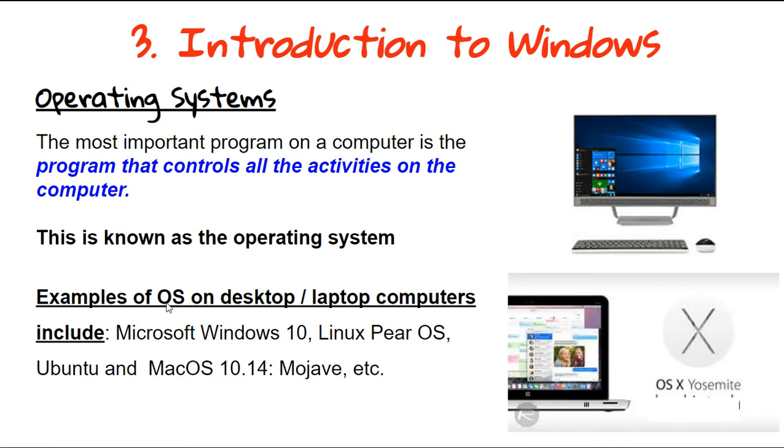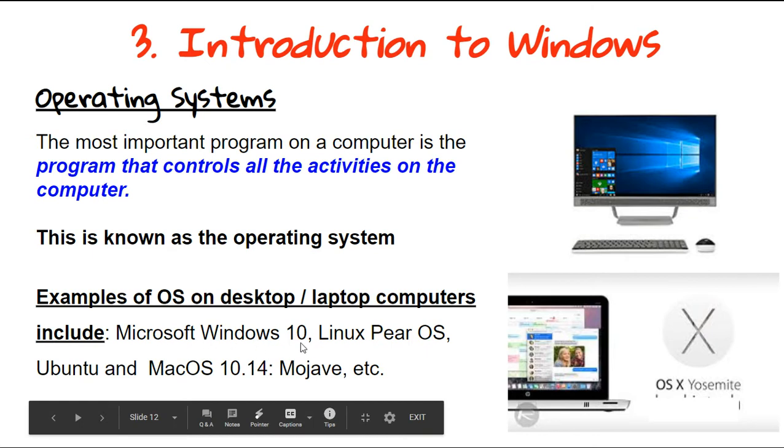Some examples of operating systems you would find on a desktop or laptop computer would include Microsoft Windows 10. That's what we use at school. Looks like this. Linux Pi OS. Linux is open source software. You do not pay for it, and you're able to use it on your device. Ubuntu as well is open source. It's free. You're able to use it on your device. And Mac OS. If you have a MacBook, you can run the Mac operating system on it.